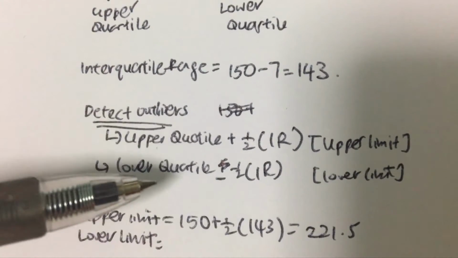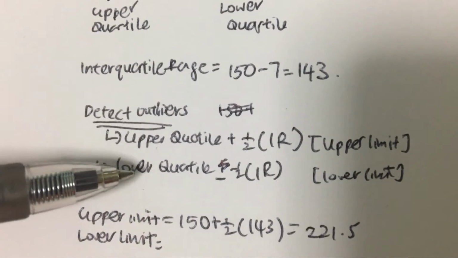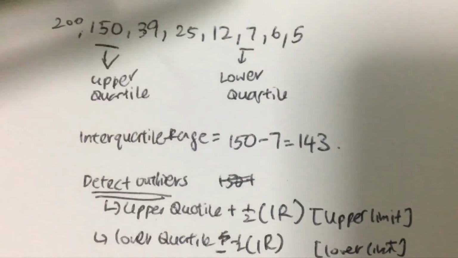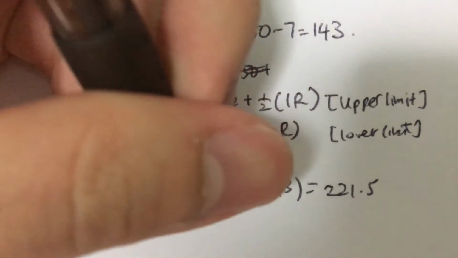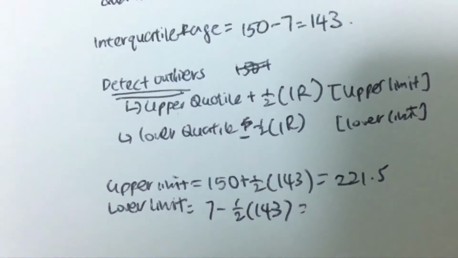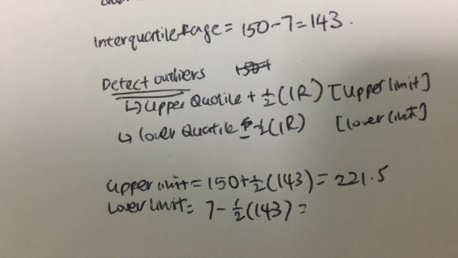While for the lower limit, we take the lower quartile, which in this case is 7, minus half of the interquartile range, which is 143. Let me just key it into the calculator, and that will give me negative 64.5.